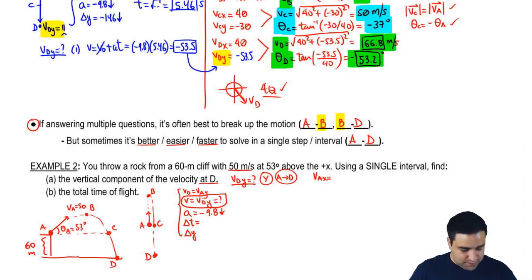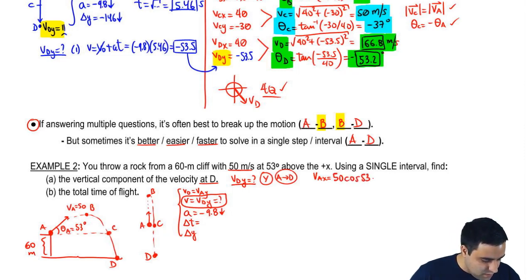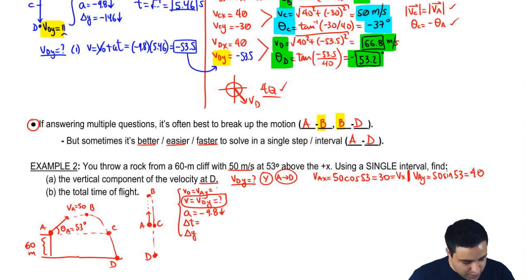Vax equals 50 cosine of 53, which is 30. This is just my Vx throughout. And my Vy, or Vay, is 50 sine of 53, which is 40. So this initial velocity here is 40 up, so it's 40 positive.